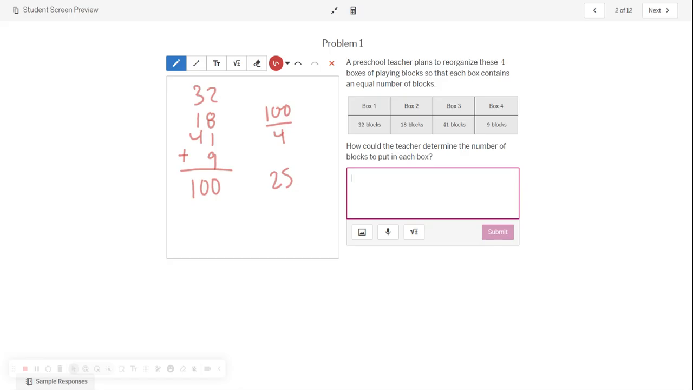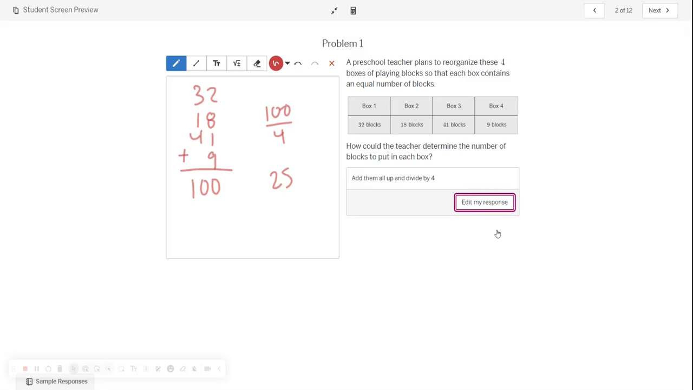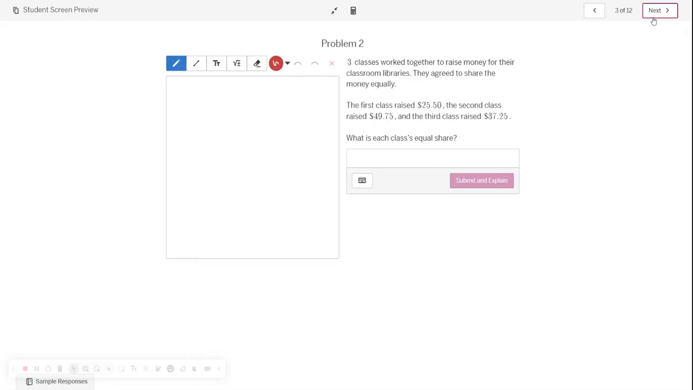So I add them all up and divide by 4, and submit. Three classes. Normally when I'm adding decimals, I like to put the bigger numbers on top. If you can do it another way, that's fine. So I am putting them in order, 37.25 and 25.50. I get that this is 50, carry the 1.